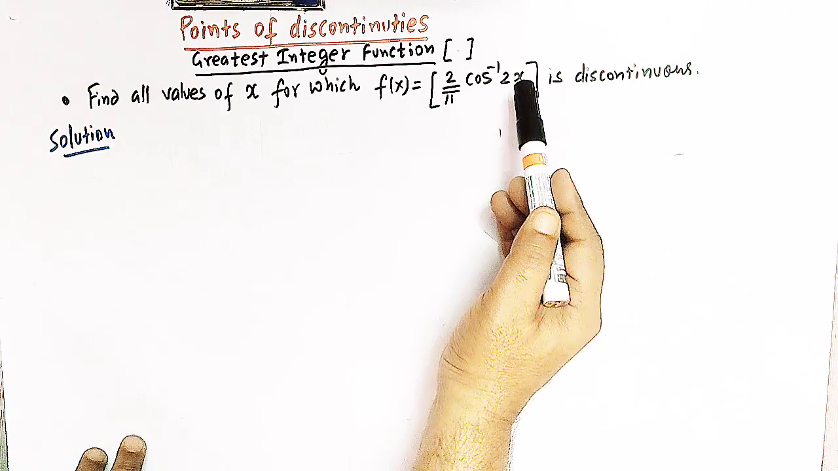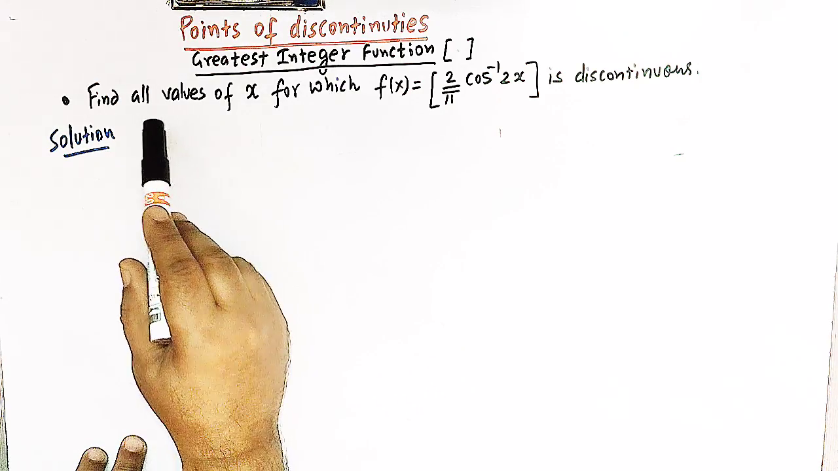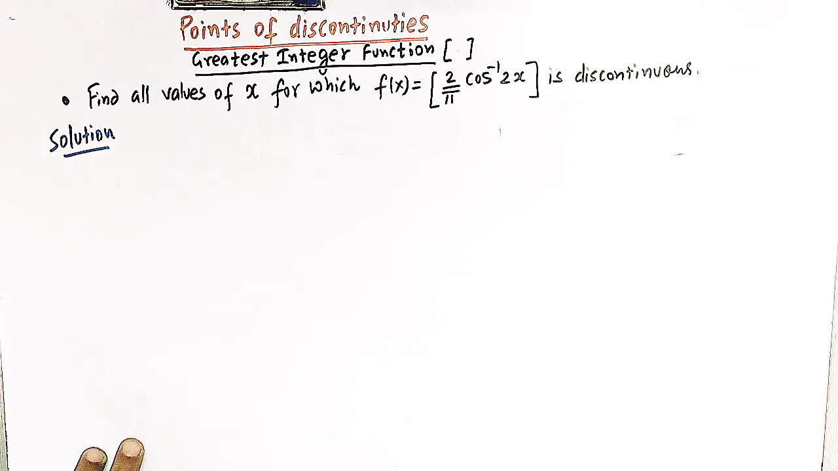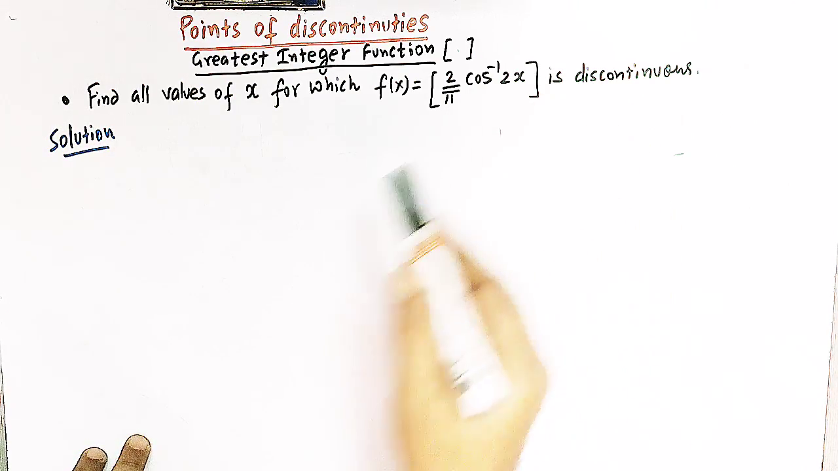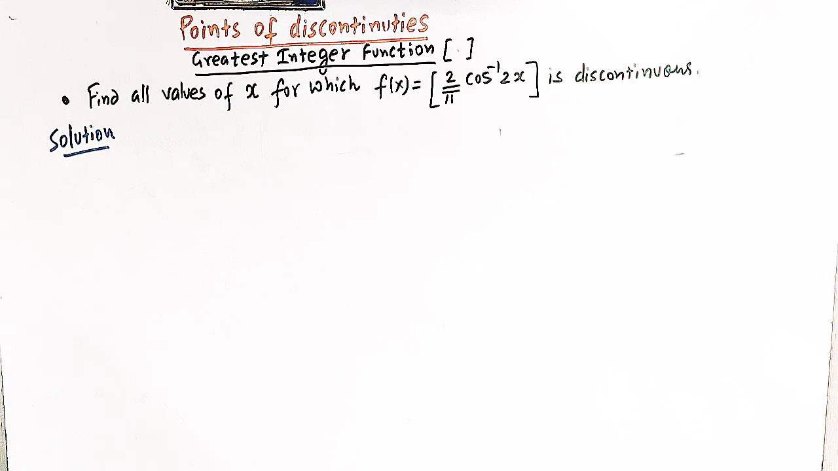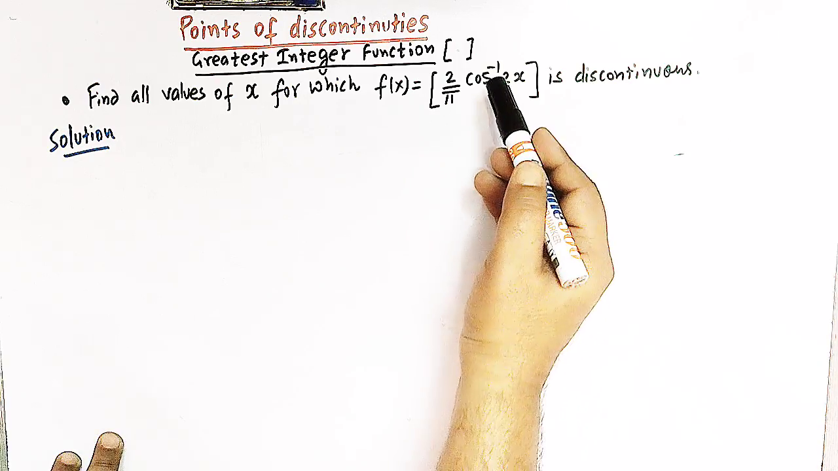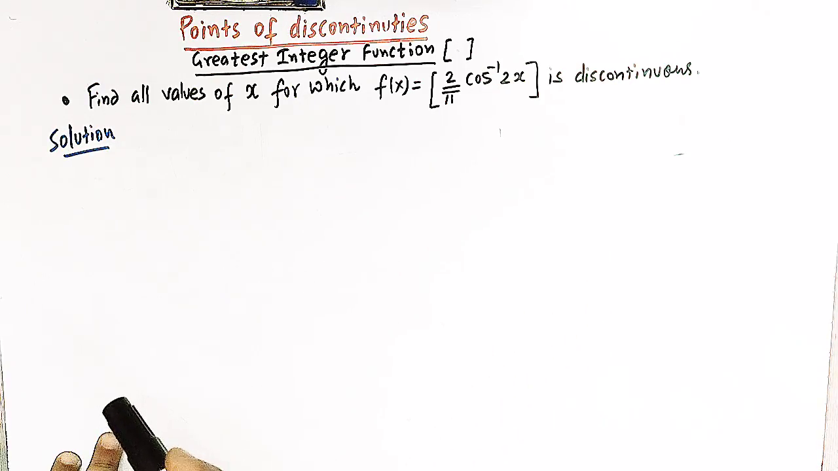So here we have to find out all the values of x for which this function f of x is discontinuous. In order to find out the values of x for which this function is discontinuous, we are going to use two important concepts. The first concept is that the greatest integer function is discontinuous at integer points, and the second concept is that the principal value branch of cos inverse function is from 0 to pi, right?